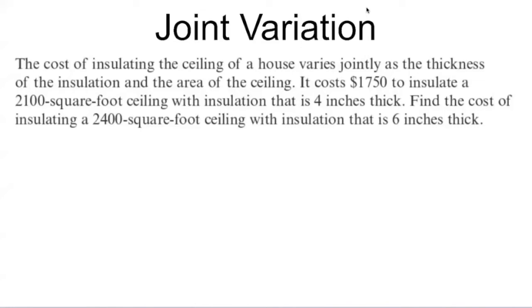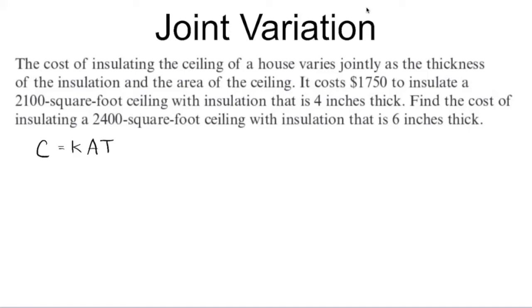The example states that the cost of insulating a ceiling of a house varies jointly as the thickness of the insulation and the area of the ceiling. So we know that the cost, which we will call C, varies jointly, so K, and we will use A and T, A to represent the area of the ceiling and T to represent the thickness of the insulation.